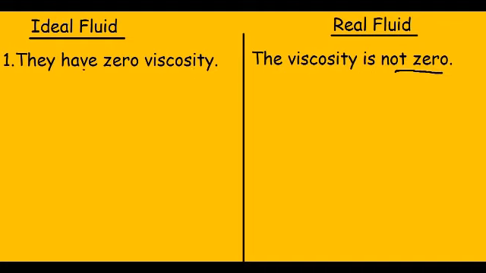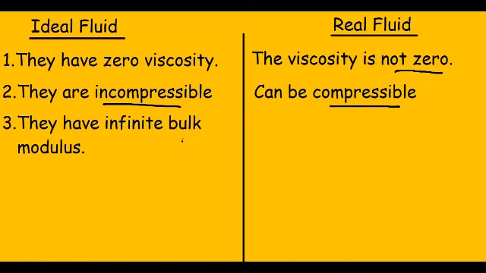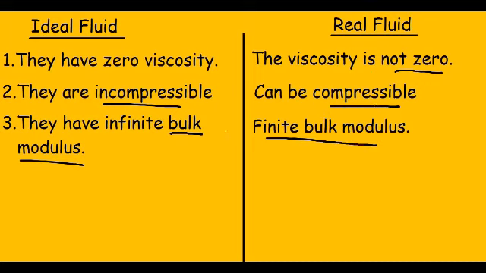Now let's move on to the next point. Ideal fluids are incompressible, and real fluids can be compressible. The third point under ideal fluid is that they have infinite bulk modulus. The bulk modulus of an ideal fluid is infinite, and the bulk modulus of a real fluid is finite.